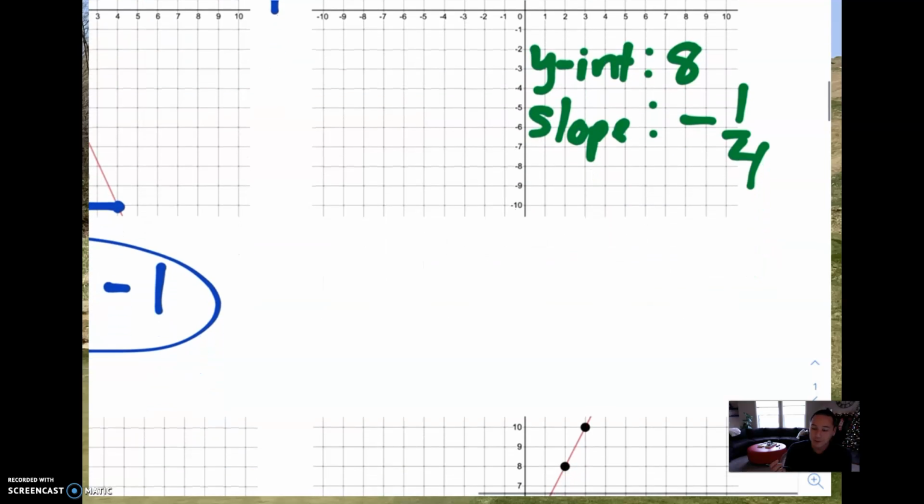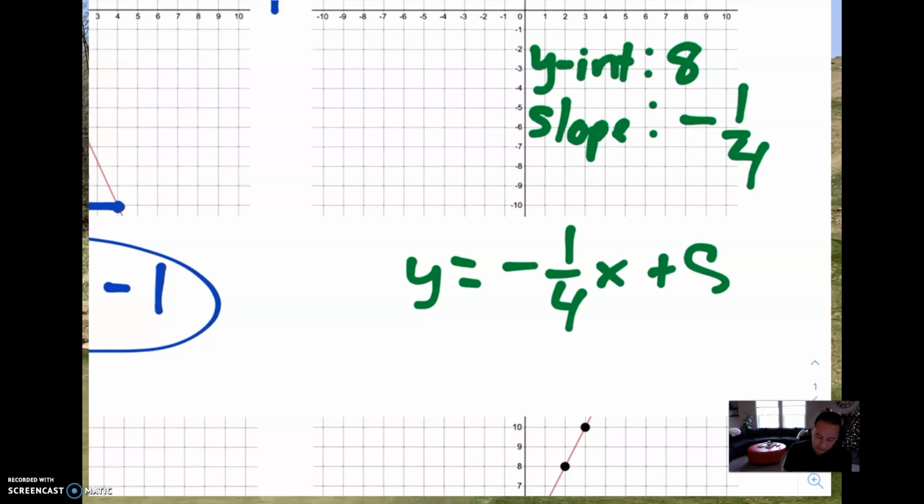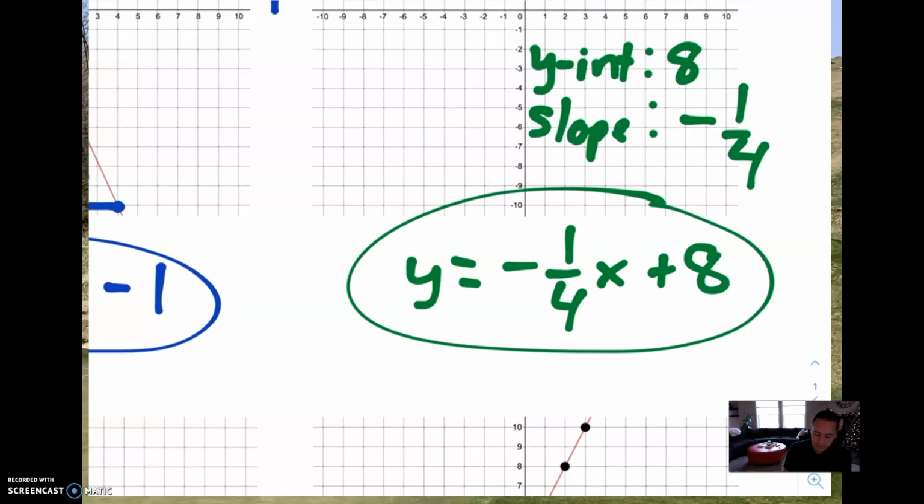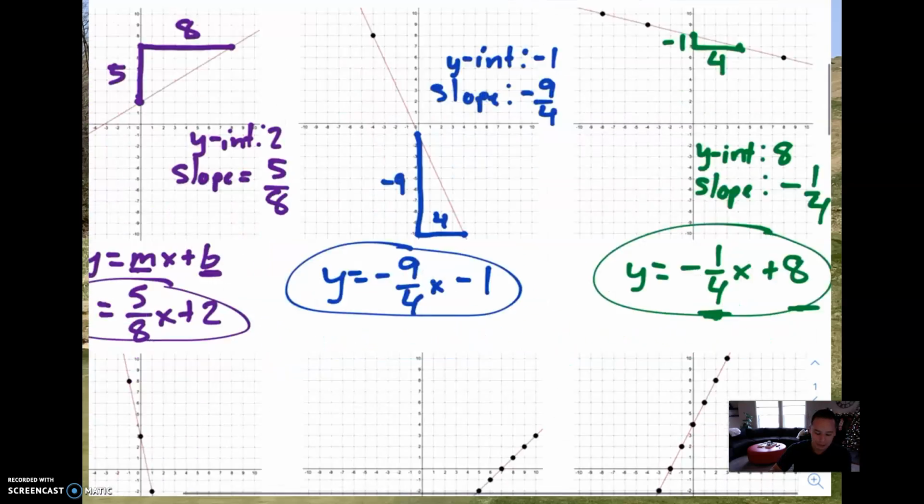Once we have those two pieces of information, let's go ahead and write the equation. Y equals -1/4x plus 8. So there's your y-intercept over here. There's your slope next to the x. 3 down, 3 to go.